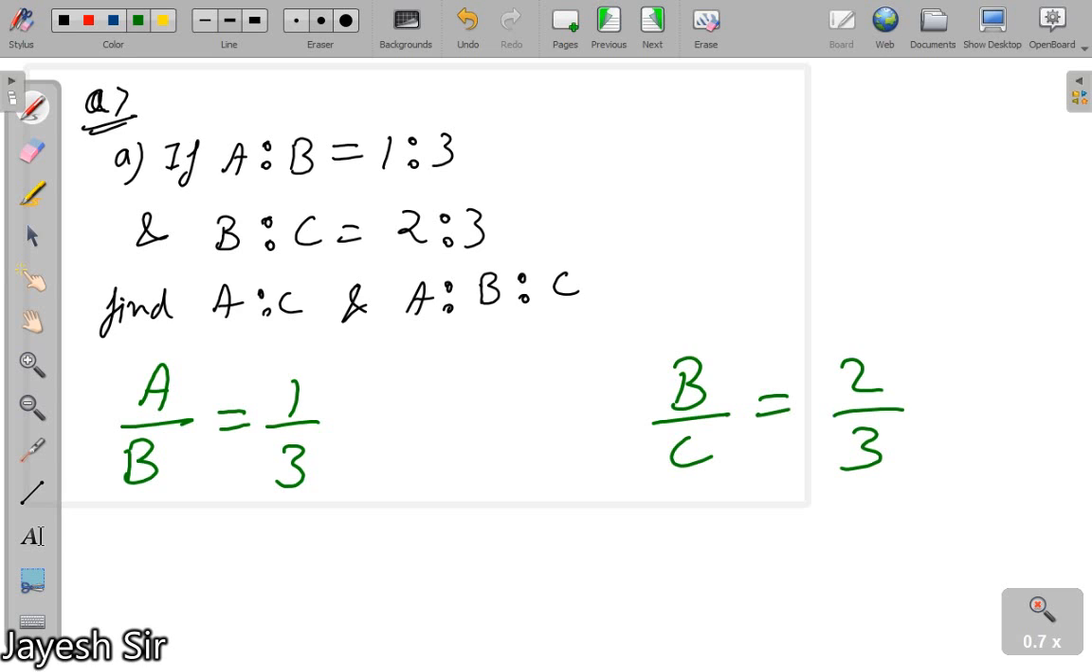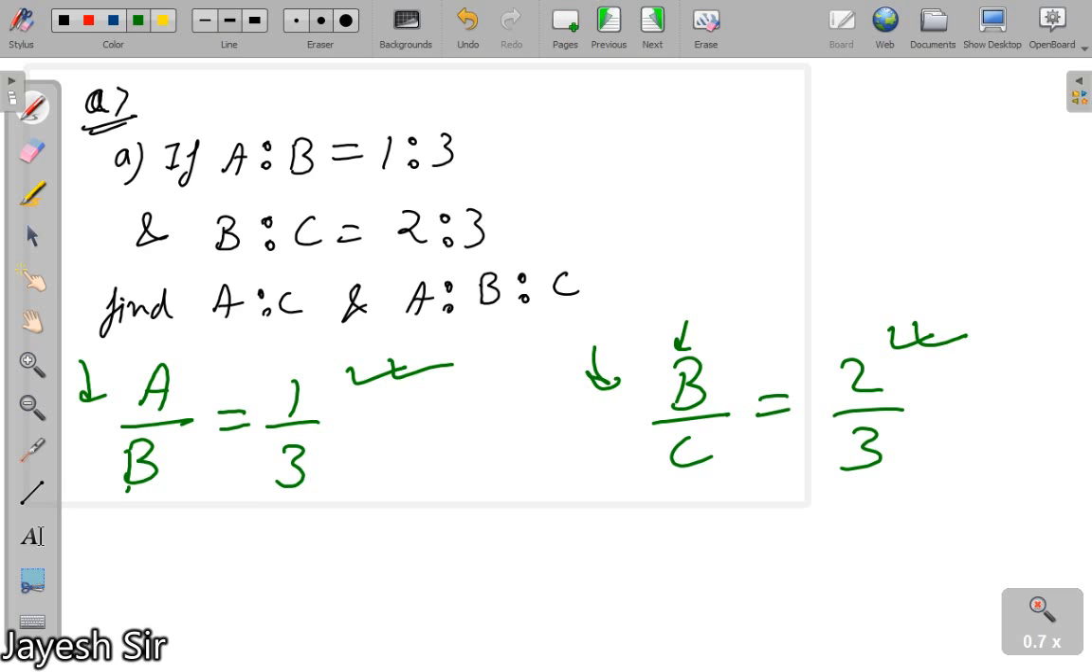Now what we do is, we observe the number associated with B. In both the ratios, on the left hand side, there is a common alphabet. Okay, on left hand side of first ratio there is B, on left hand side of second ratio there is B. Although position of that alphabet has been changed, in first ratio it is in the denominator, in the second ratio it is in the numerator, but for both the ratios on left hand side there exists B.